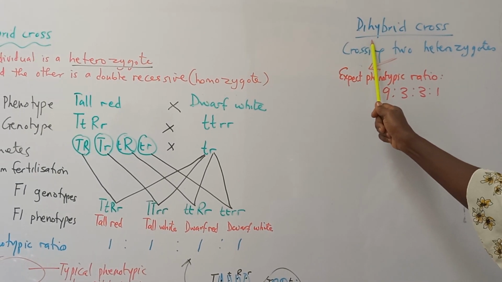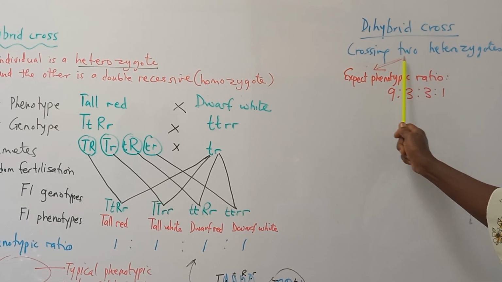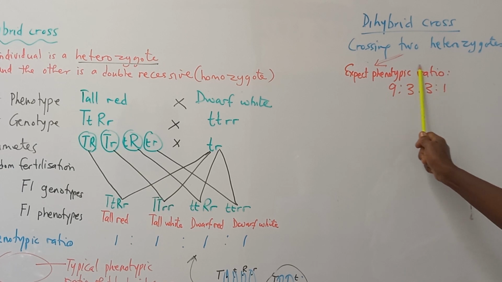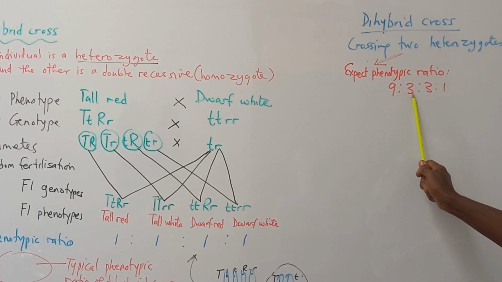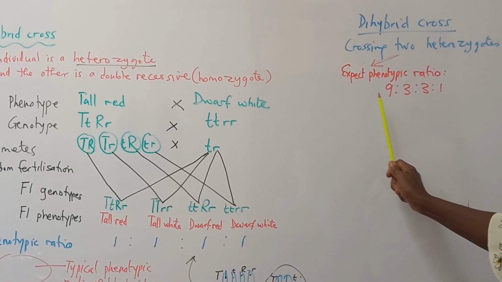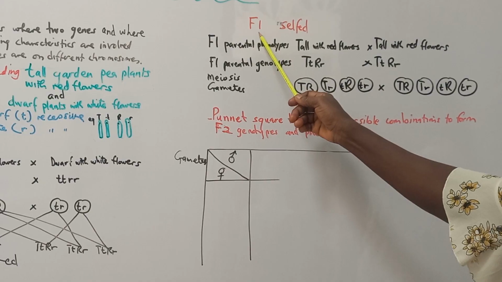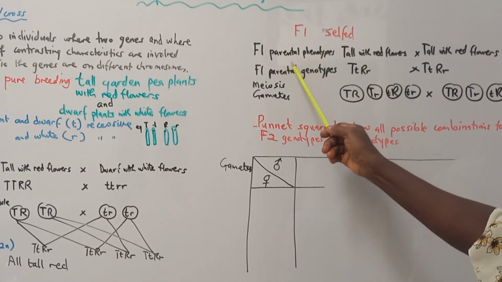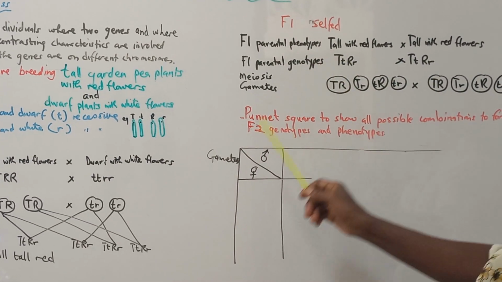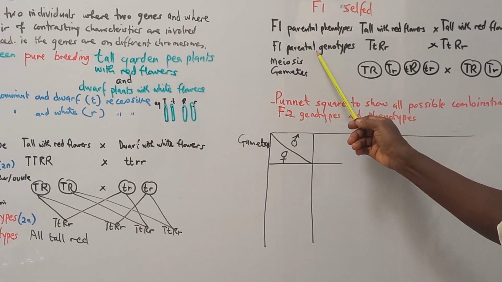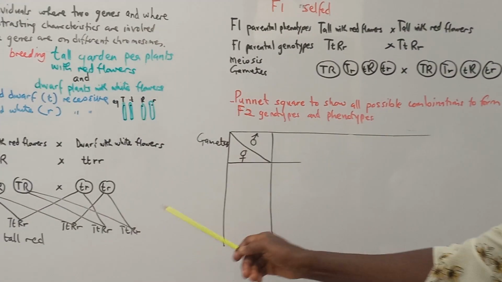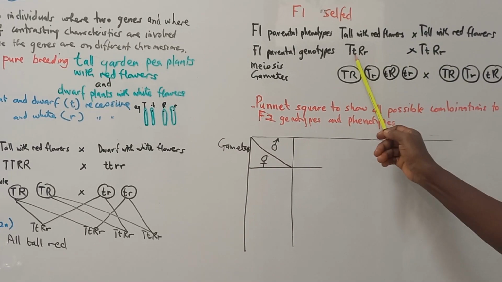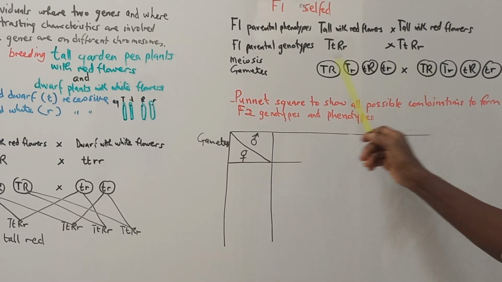We will look at the dihybrid cross, crossing two heterozygotes. And the phenotypic ratio we expect is 9:3:3:1. So let us go now. Selfing the F1, the F1 parental phenotypes are all tall red. The F1 parental genotypes are big T, small t, big R, small r.